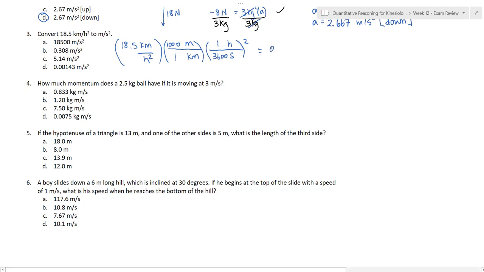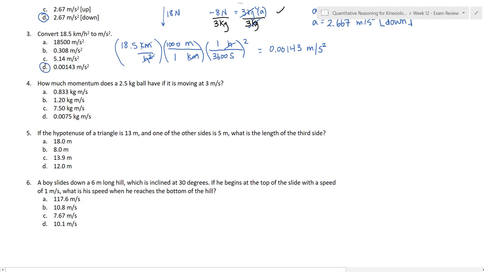And I get 0.00143. My units now, the kilometers have canceled, the hours squared has canceled out with this hour squared, and I'm left with meters per second squared. So that would be D.